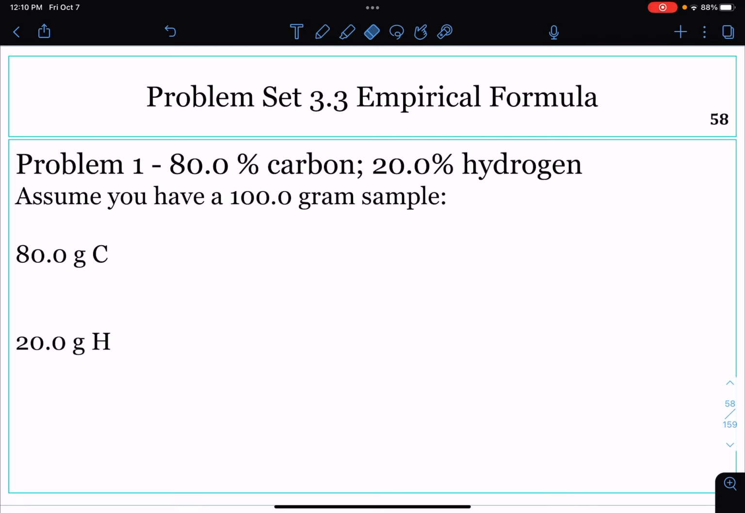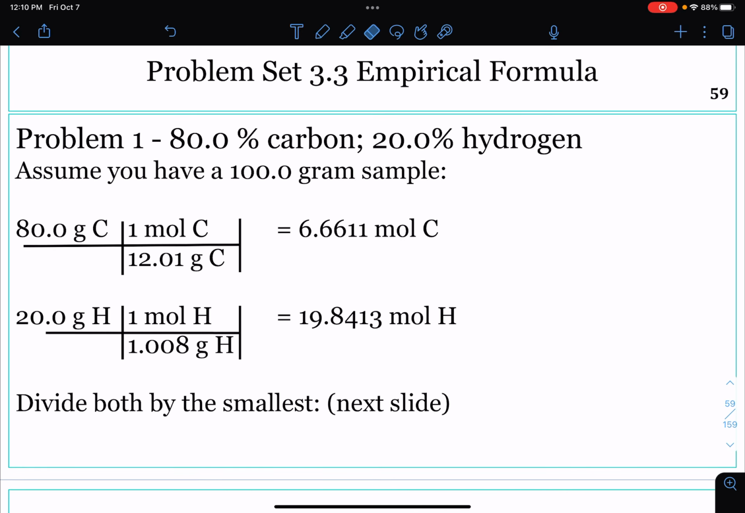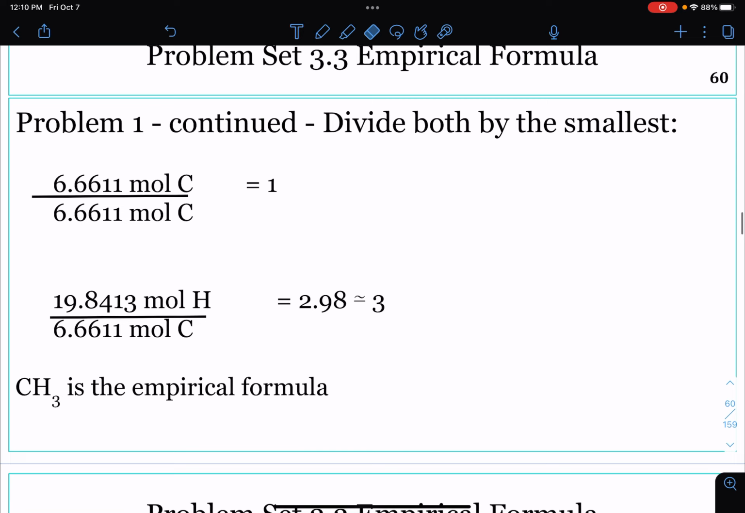Now we can solve for the empirical formula of this compound by following the same 3 steps we have just learned. First, convert both of the masses to moles using the molar masses of each of the elements. And then we're going to divide both of the mole amounts by the smaller of the two, which happens to be the carbon mole value. And then we can see that we come out to a ratio of 1 to 2.98. 2.98 is close enough to 3 that we can just round. And so then the empirical formula is CH3.